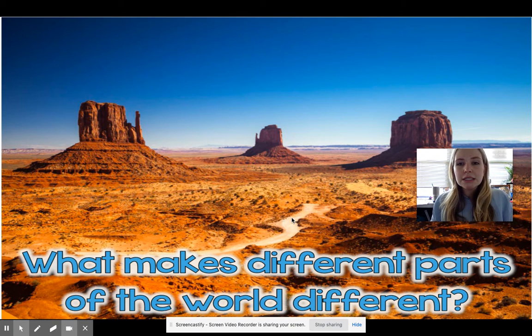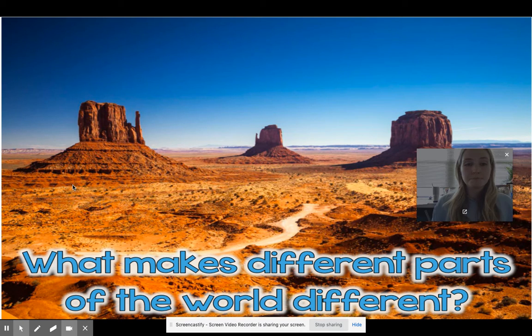So we have this piece of the desert with these tall rock formations. This looks like someplace that could be in Utah, so maybe southern Utah. And then a rainforest, right, where it's wet. There's lots of different types of animals. There's lots of plants. There's not a lot of plants here. So what makes different parts of the world different? That's our essential question for this week. So everything that we're doing is trying to help us answer that question.